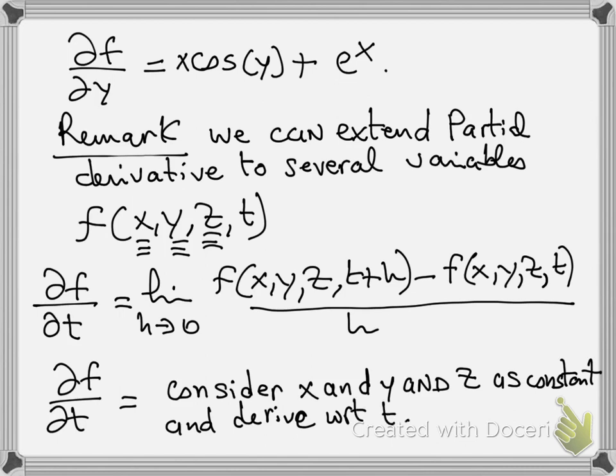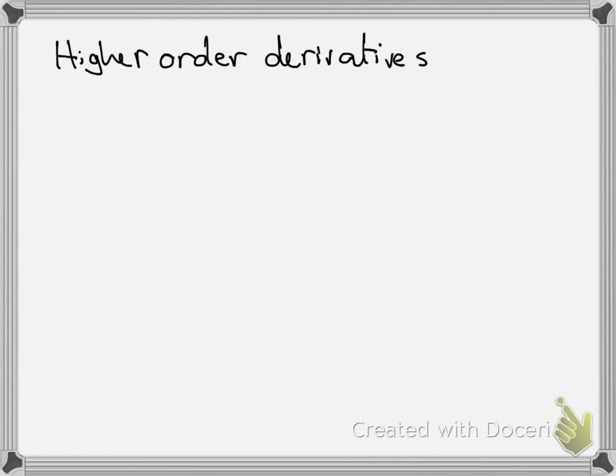Okay, so you consider x, y, z as a constant, and you derive with respect to t. Okay, next, guys, we can talk about higher order derivatives. Of course, we can compute partial derivatives, but that's the first order. But then we can derive again with respect to x or y. So we can compute higher order derivatives, if it exists.